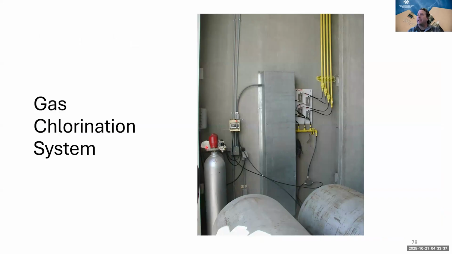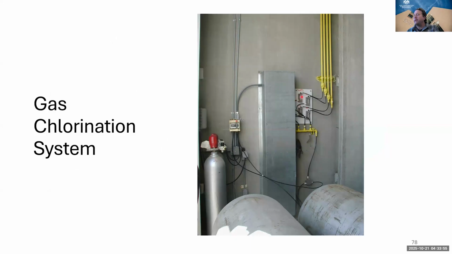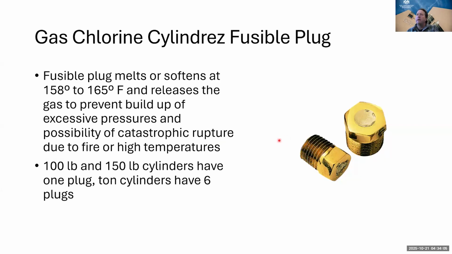Here is a gas chlorine room. And so this system actually switched from using these 1-ton cylinders, so these aren't in use anymore. These are empty, hopefully, to using these 100 to 150 pound cylinders. And you can see over here we have our regulators. These are our pressure regulators. We have our rotometers with our flow regulators over here as well.